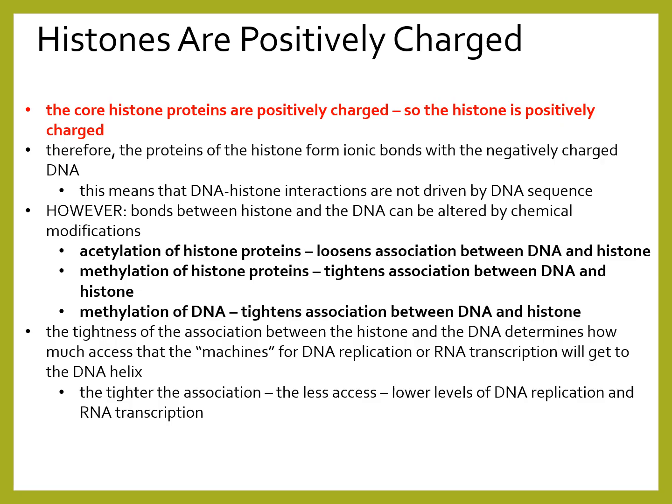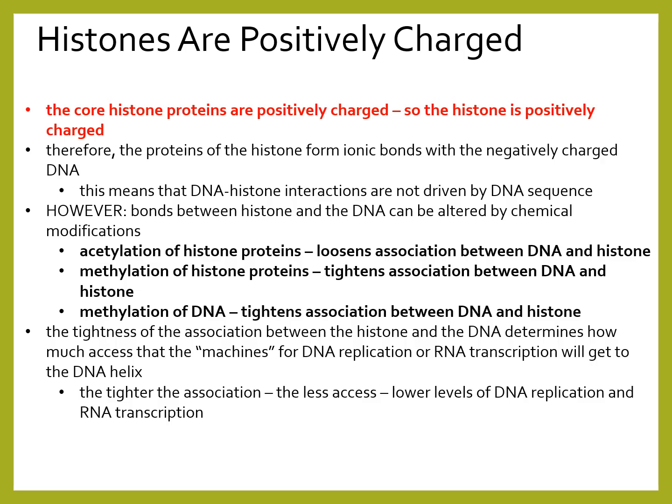Histones are positively charged. That octamer of 8 histone proteins, each one of them has a positive charge. They're made up of positively charged amino acids. So the overall histone bead is positively charged. This means that the proteins of the histone form simple ionic bonds with negatively charged DNA.